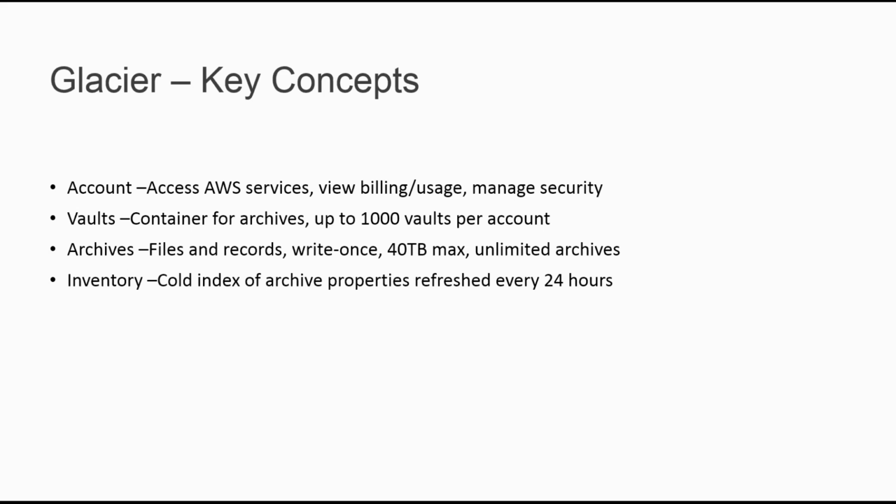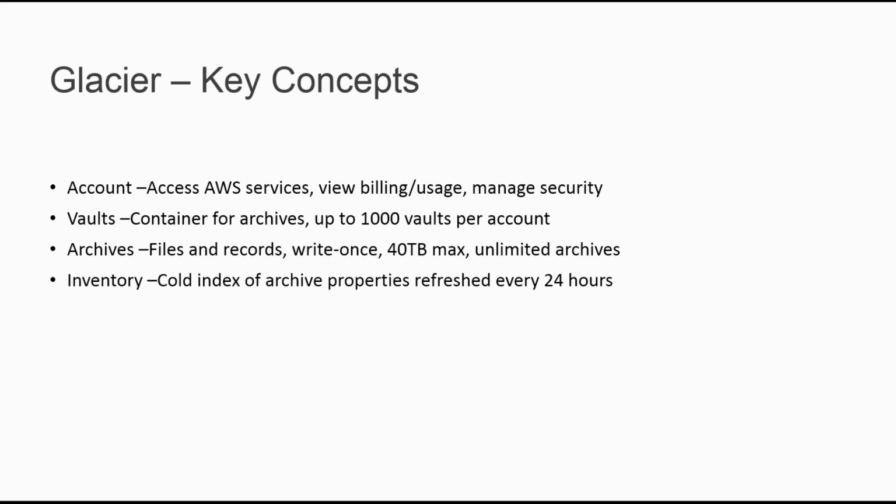Some of the key concepts related to Glacier. Within Glacier, you will have an account, which is of course whoever is owning that particular vault and is going to pay for it. A vault is the equivalent of your bucket. As you have buckets in S3, you've got vaults here, which is a container for all your archives. You can have up to 1,000 vaults per account.